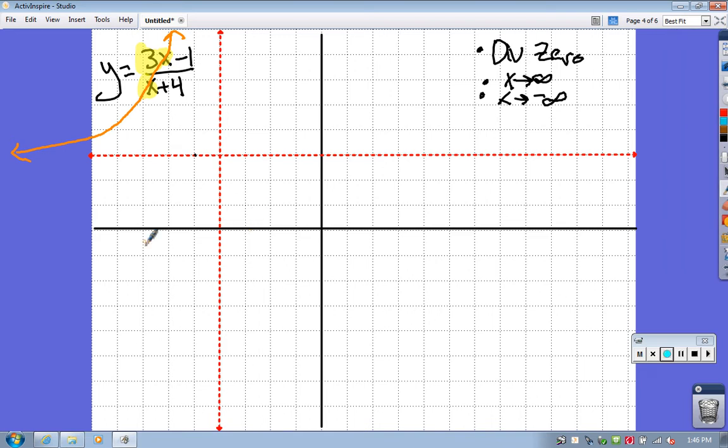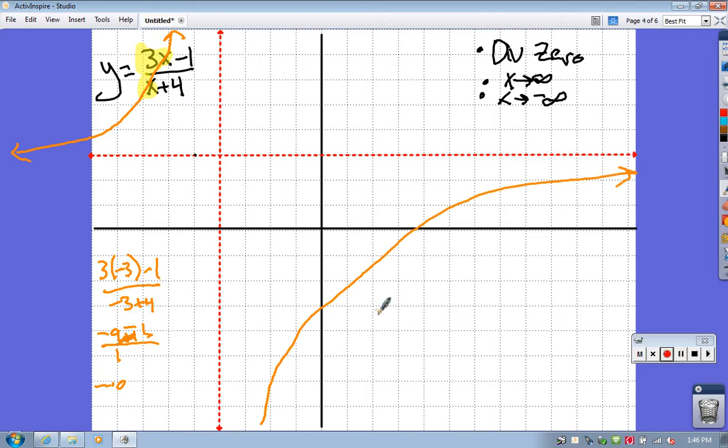X is negative 3. If I plug that in, I have 3 times negative 3 minus 1 over negative 3 plus 4. 3 times negative 3 is negative 9. Negative 9 minus 1 over negative 3 plus 4 is 1, negative 10. So when x is negative 3, y is negative 10. 1, 2, 3, 4. So it's going to be somewhere down here. So I know then that this shape is going to be somewhere in here.